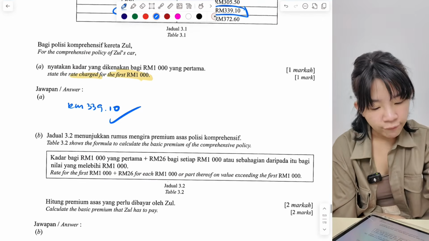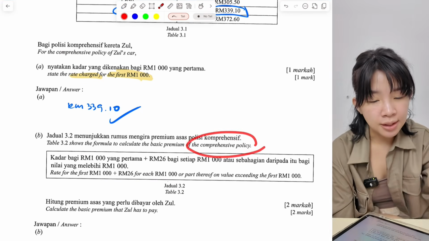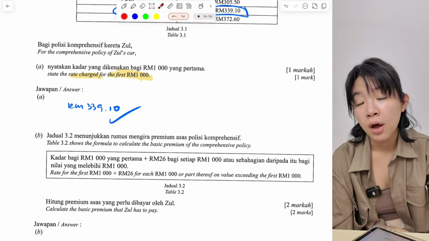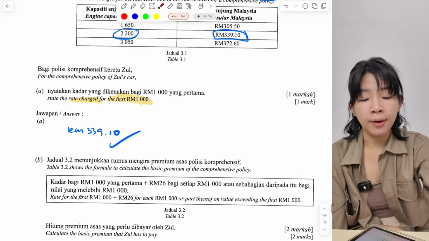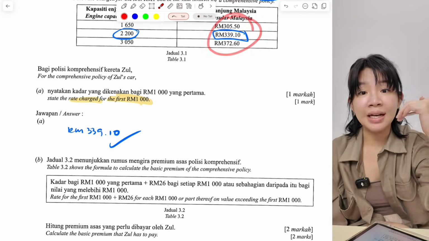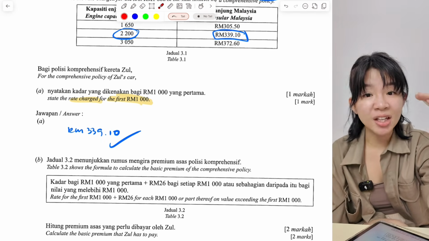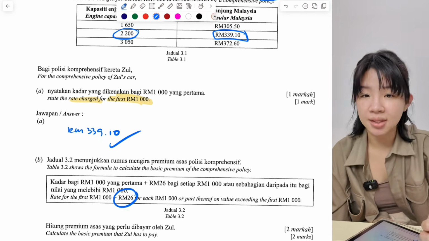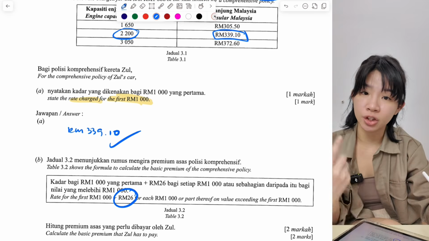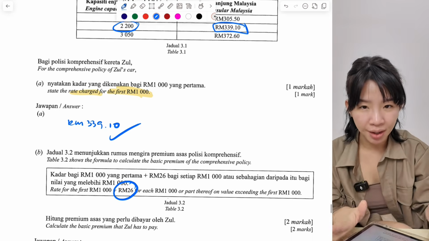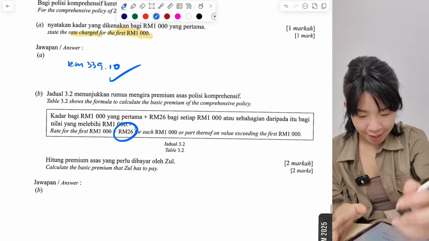Okay, so now it shows the formula for comprehensive policy. Now usually they don't need to give us a formula, so you have to know. For first 1,000, we read the table based on engine capacity. And for the next, every 1,000 is how much? If it's Semenanjung Malaysia, the rate is 26 ringgit. Okay, but for this question, they already show us. So for Semenanjung Malaysia, always 26. Then how about Sabah Sarawak? Do you still remember?